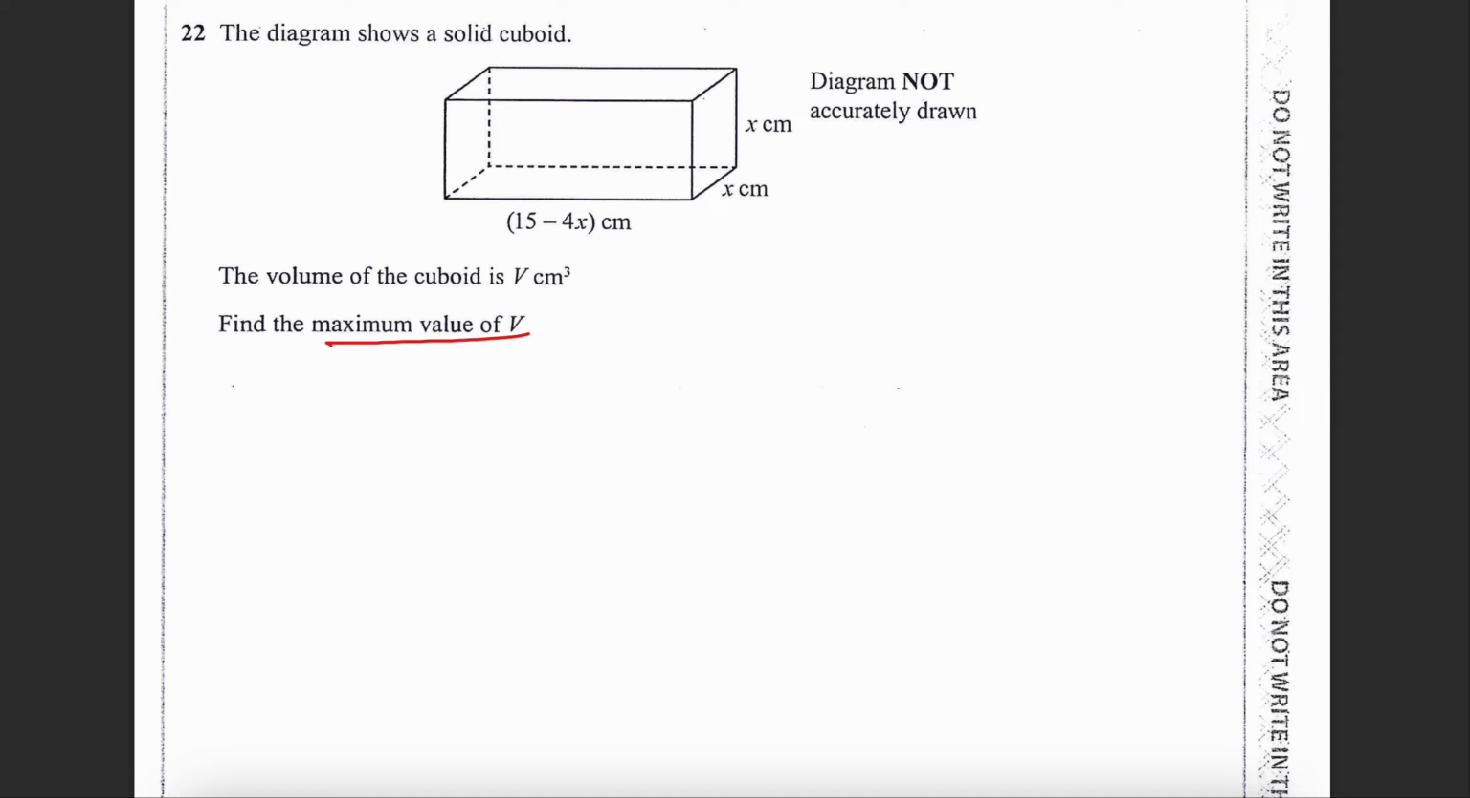So the volume, let's firstly set up an expression for the volume. The volume is going to be 15 minus 4x multiplied by x multiplied by x, which when you do it fully gives you an answer of 15x squared minus 4x cubed.